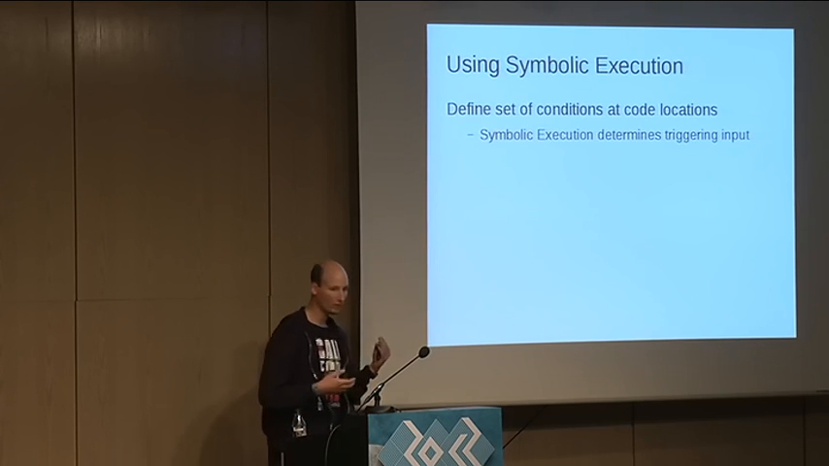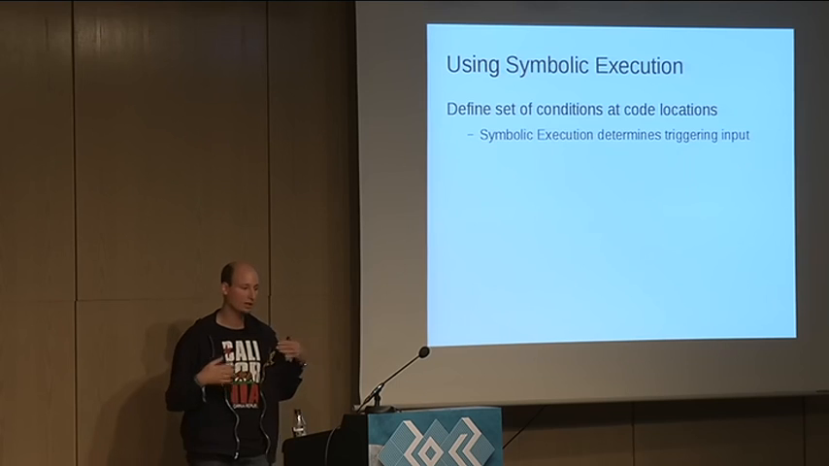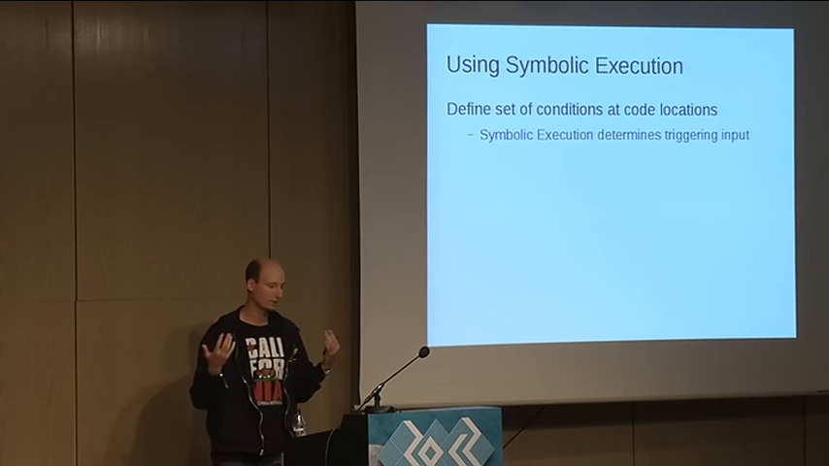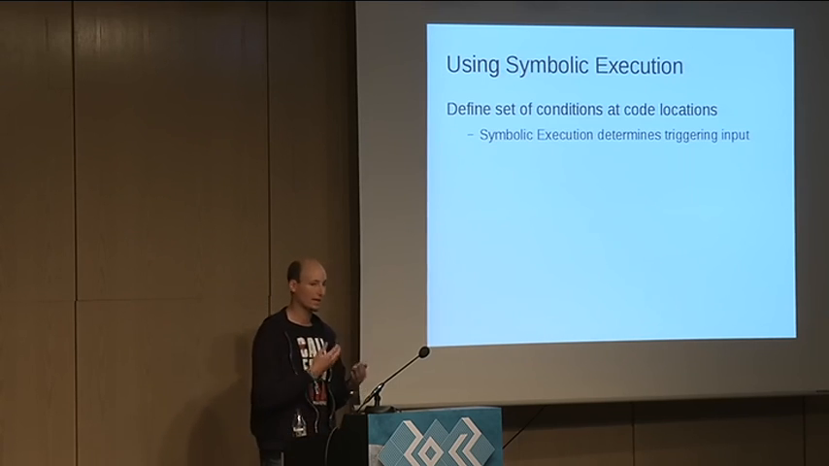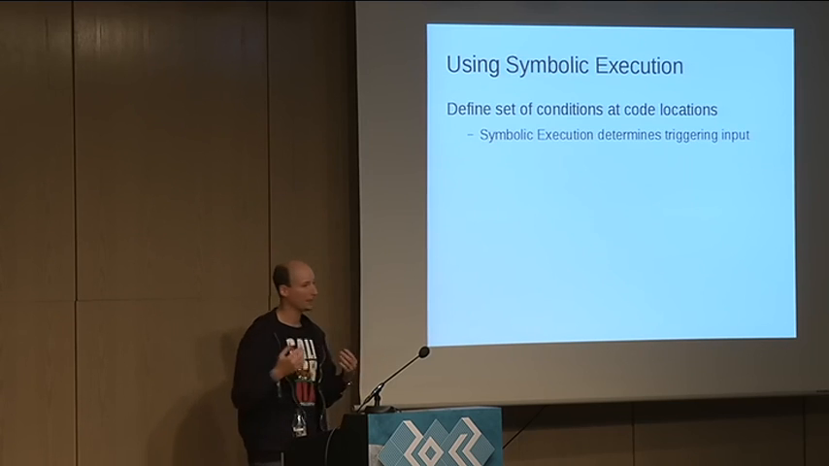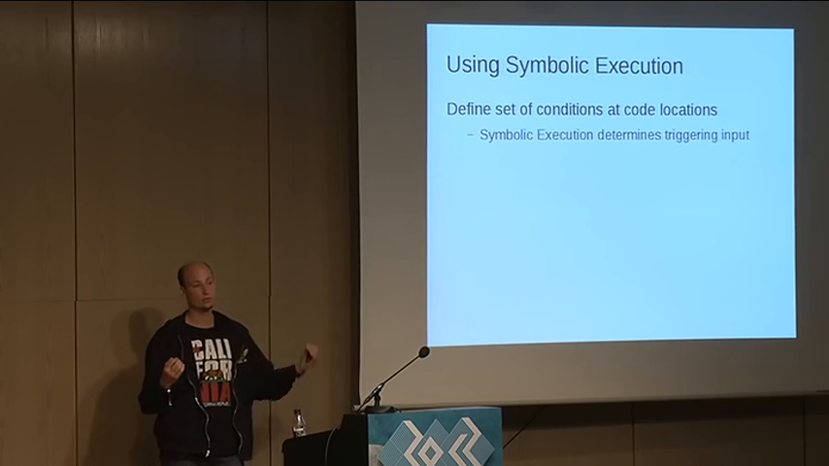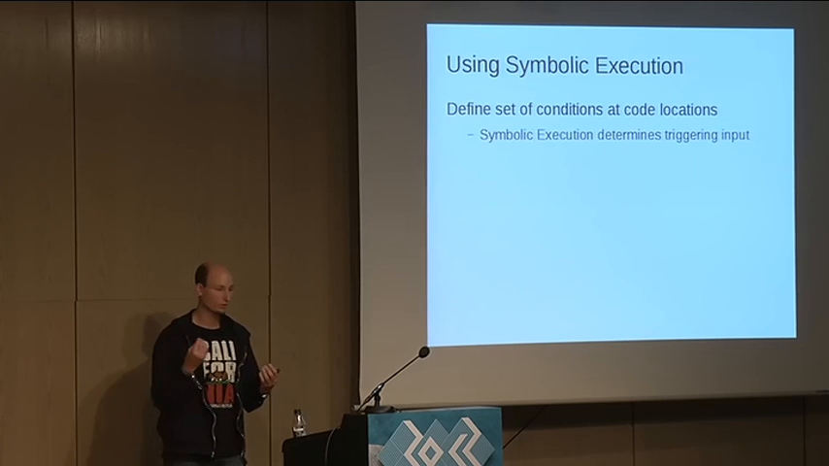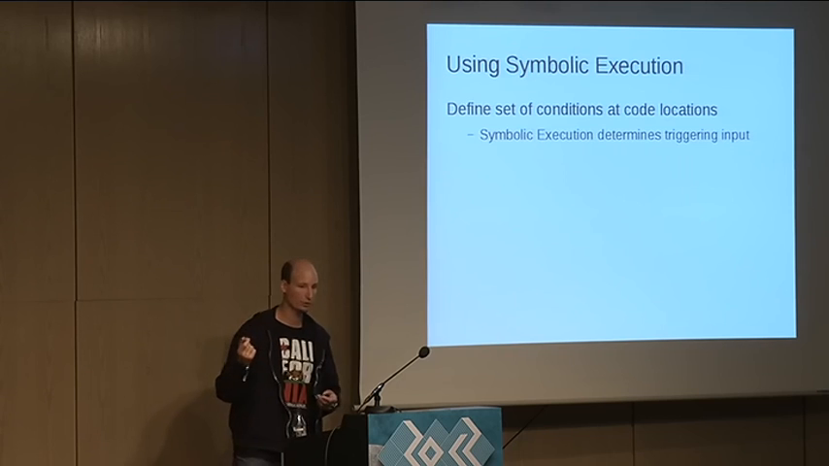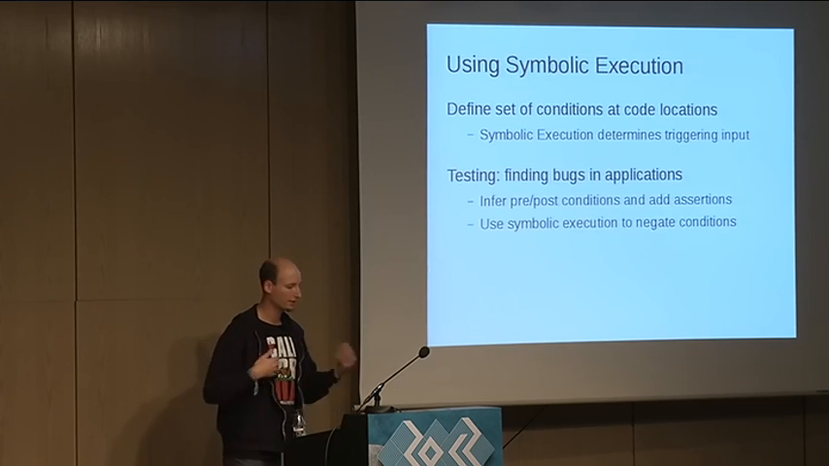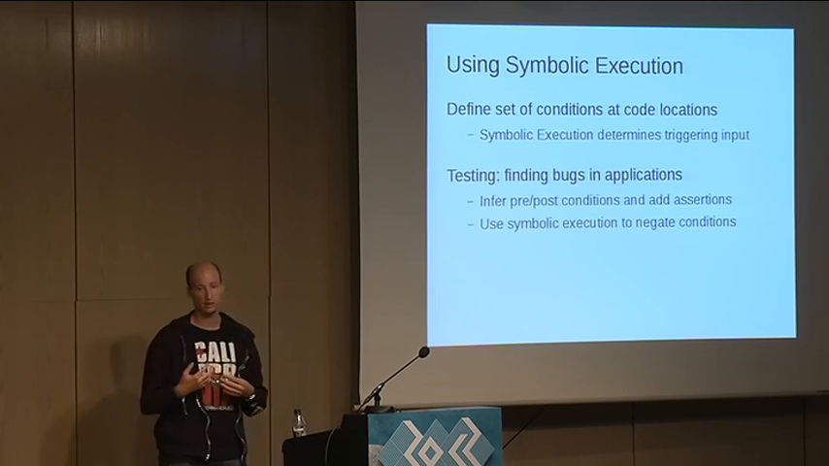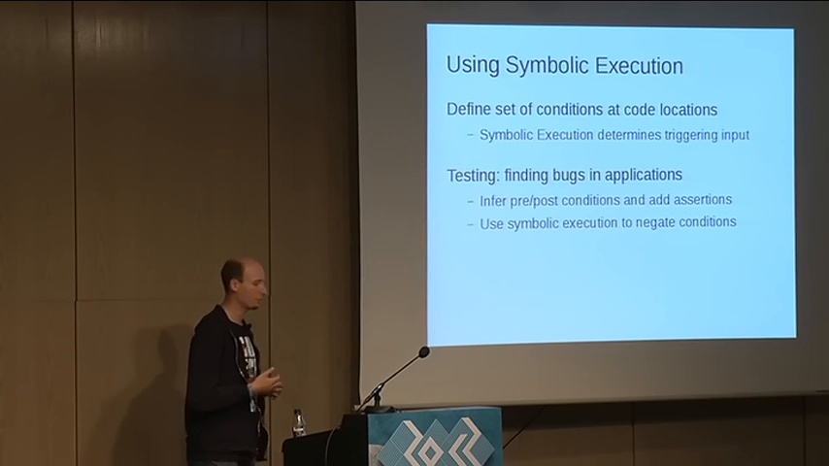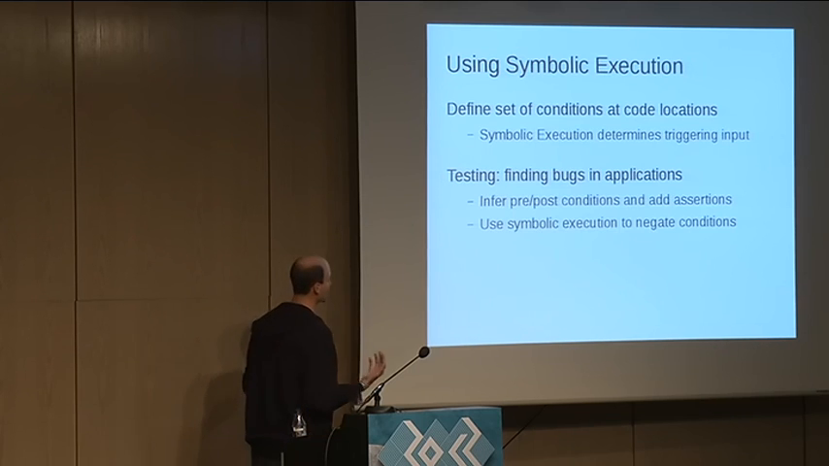So for our vulnerability example, we define a set of abstract conditions at specific code locations. And symbolic execution is then used to generate an input that we can use to actually trigger that vulnerability at this other location. There are two ways that symbolic execution is used. One of them is testing, so for finding bugs in applications.